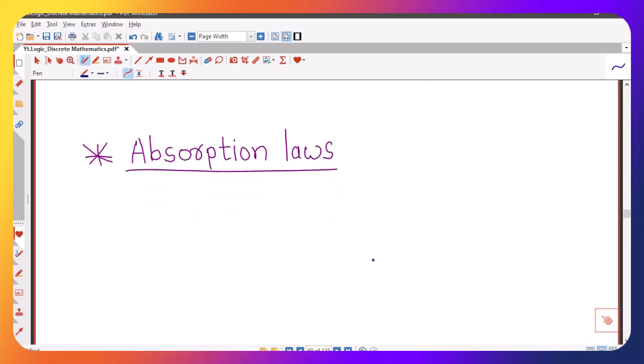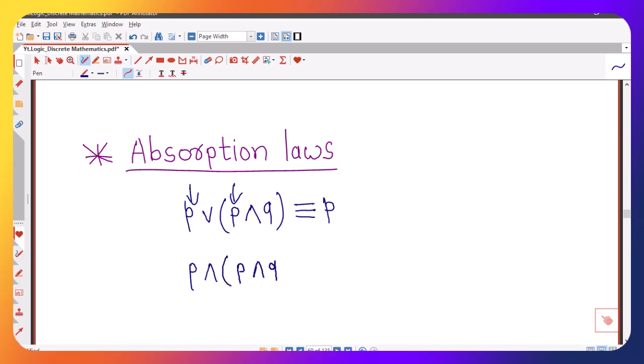And then we have absorption laws. Here we require two propositions. Suppose I have P and Q, and I am considering P or (P and Q). This Q will be absorbed by P, and this is equivalent to small p. Here we have P two times and Q a single time, so Q will be absorbed, and you can remember it in this way. Similarly, P and (P or Q) is also equivalent to P. So these are two absorption laws.